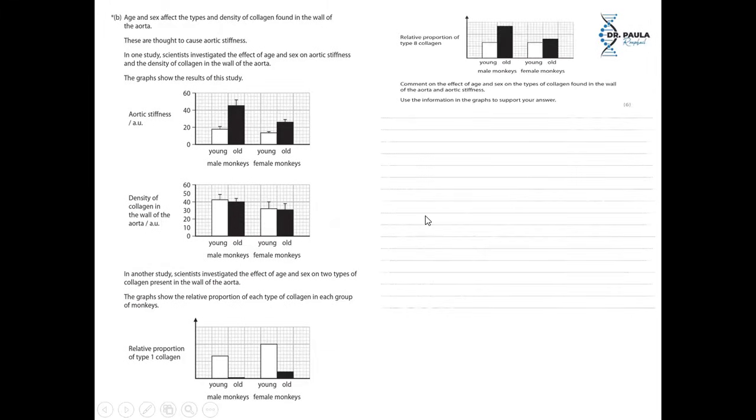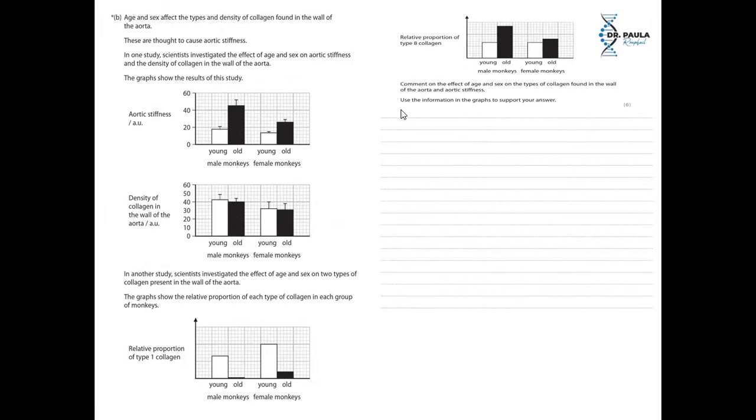Same idea, young and old male monkeys and young and old female monkeys. This is the second graph. They were measuring the relative proportion of type 8 collagen in young and old male monkeys and young and old female monkeys, same as before.